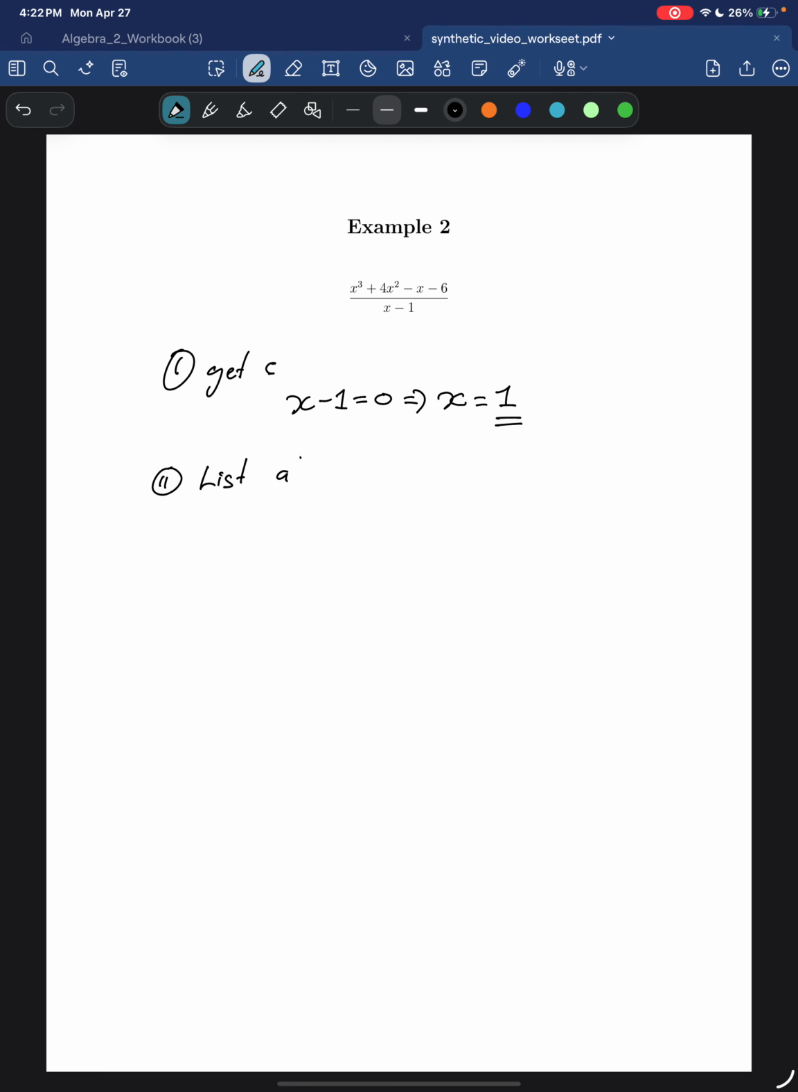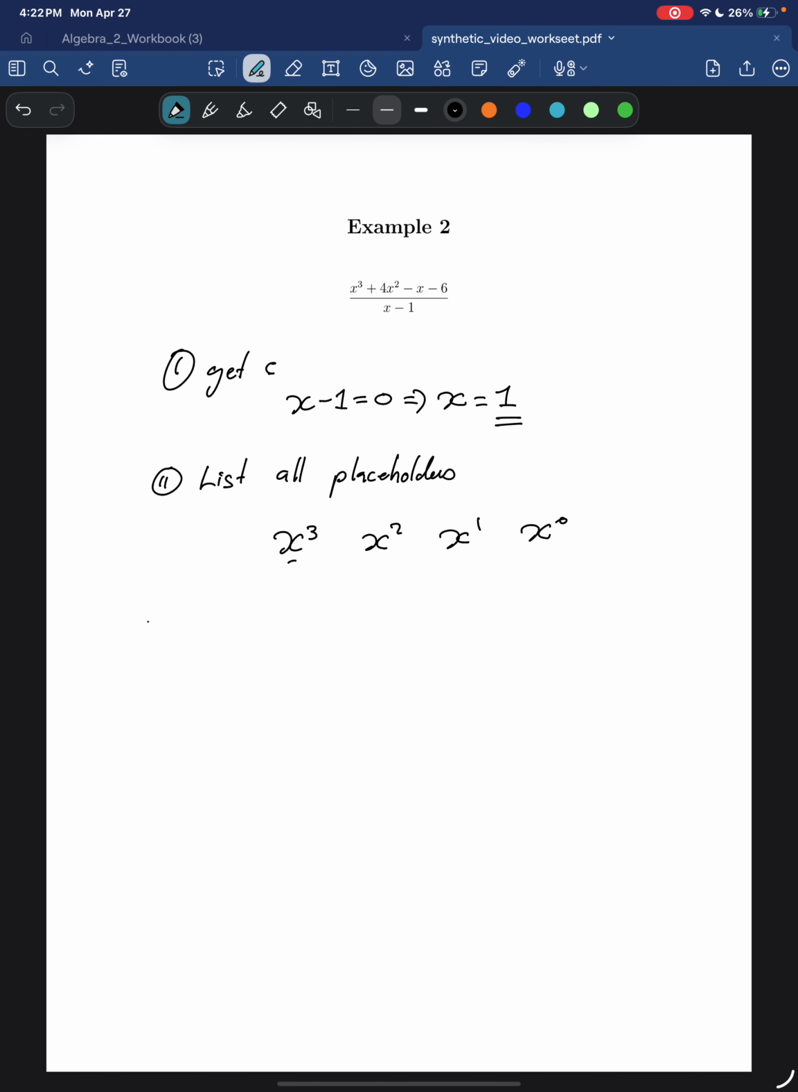Then step 2, list all placeholders. So if I have x to the power of 3 here, my placeholders are x to the power of 2 as well, and x to the power of 1, x to the power of 0. You always start from the beginning and go down towards 0.